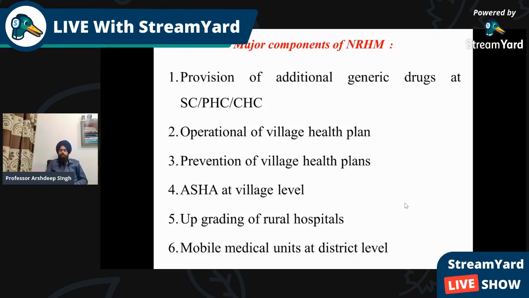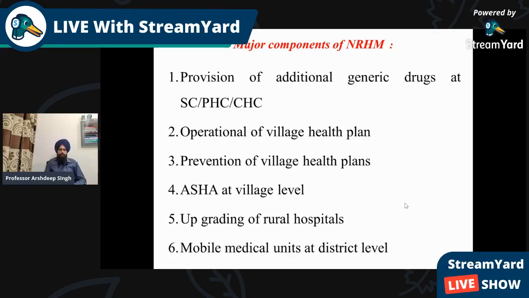Last one is the mobile medical units at district level. So there should be provision of mobile medical units at district level. If people are unable to come to the hospital, the health personnel should go to the people through home visiting. The health person should perform home visits and assess the general population or citizens of that specified area, so that we might be able to cover the population at a large level for the prevention and control of various types of communicable and non-communicable diseases.